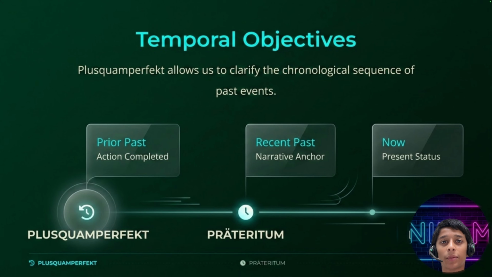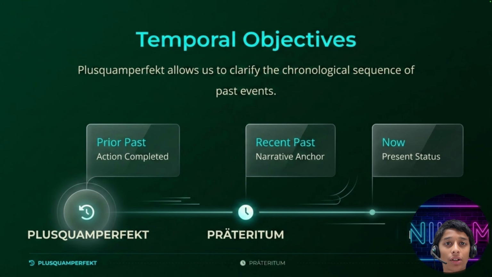So let's start with the big picture. Look at this timeline. Plusquamperfekt, Präteritum, present, prior past, recent past, and now. Here's the core idea I want to hold onto for the whole lesson. German and English sometimes need to talk about two past events at once and need a way to make it crystal clear which one happened first. That's the entire job of the Plusquamperfekt. It's not a fancier past tense, it's not more formal or more polite.